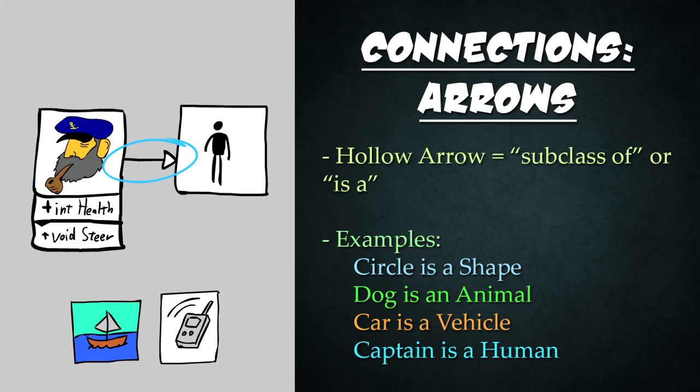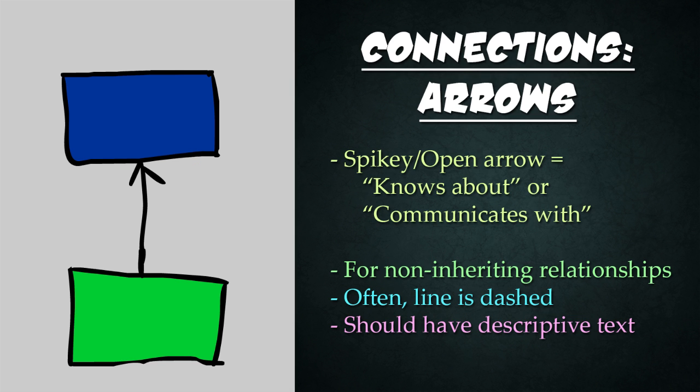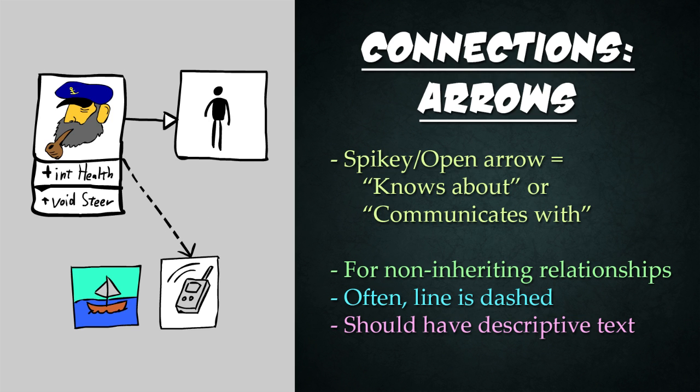Now, spiky or open arrowheads are a little more vague than the previous arrowhead. They're basically saying that it knows about or communicates with. It's used to better describe certain relationships between classes. You'll often see this accompanied with dashed lines rather than a solid one. A common practice to better describe relationships is to write down right next to the connection exactly how each class relates to the other connecting class. In our example, the captain knows about the radio. Maybe it's his fiance, I don't know the relationship, but there's some relationship between them.